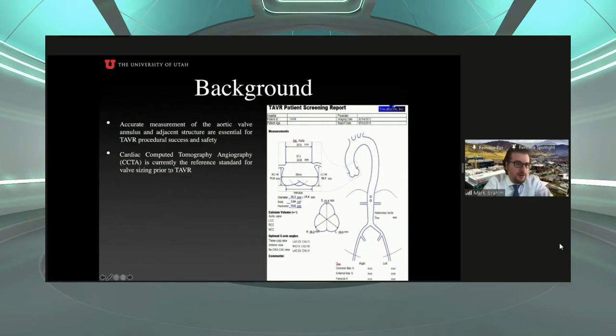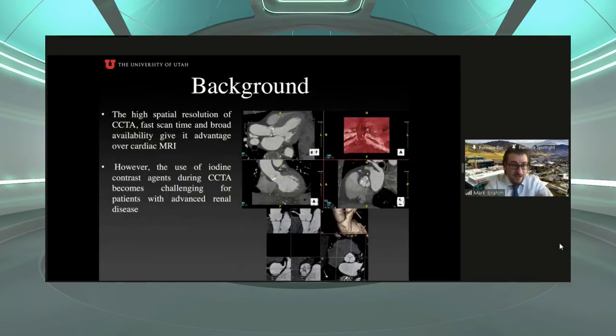Currently, cardiac computed tomography, or cardiac CTA, is the reference standard for valve sizing, and it has been used in all the trials that validated the current use of the prosthetic valves in TAVR. So why is cardiac CTA the gold standard? Basically, its high spatial resolution, fast scan time, and broad availability give it an advantage over cardiac MRI. And these are images of cardiac CTA showing the valve movement in systole and diastole and severe calcification. It's a pretty high resolution imaging modality.